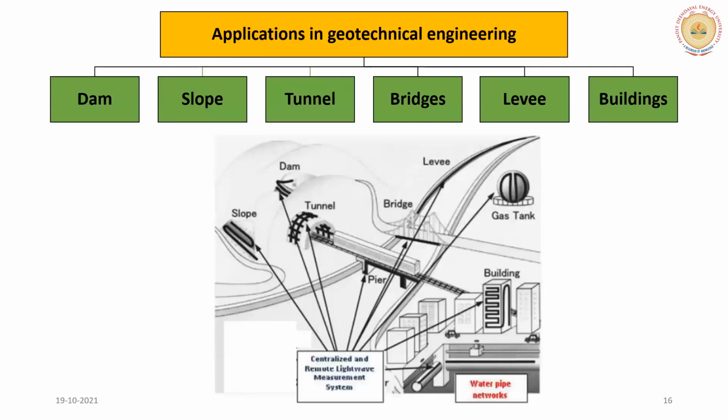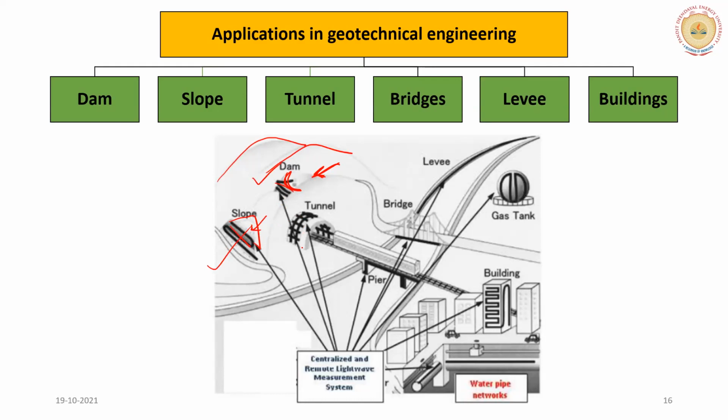Now, where can you apply this concept of usage of optical fibers? So one is dam. So if you look at this photograph, this is a hill, and here you have a dam, from where water is stopped at this dam. For damage detection, I can use it. Here there is a slope. I want to stop failure, or I want to monitor the strains developed in this slope.